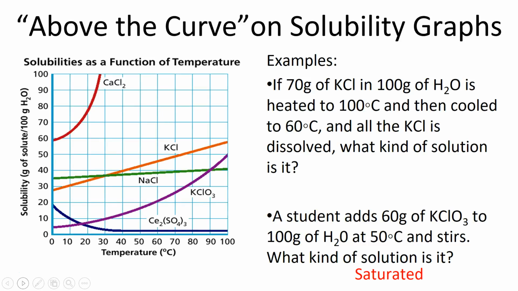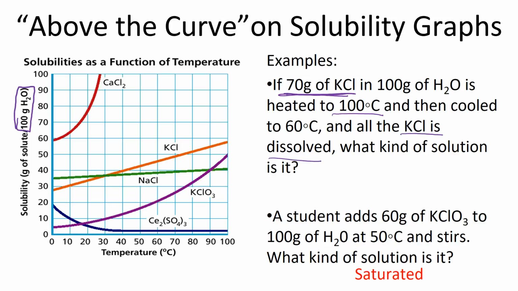So let's look at some problems. Well, I gave you one already, but we see if we have 70 grams of KCl and 100 grams of water, which notice based on our units in our graph, they're all in 100 grams of water. Okay, you have to keep that constant. And it's heated to 100 degrees Celsius and then cooled to 60 degrees Celsius. And all the KCl is dissolved. What kind of solution is this?